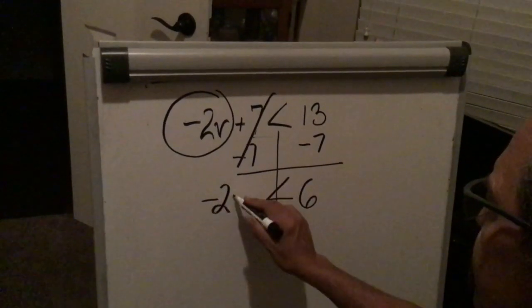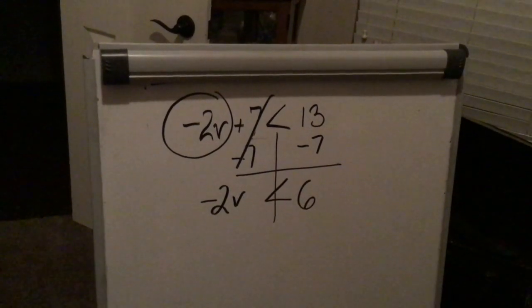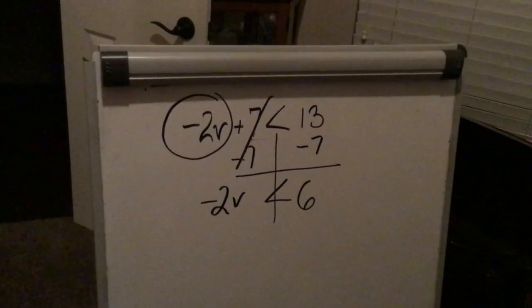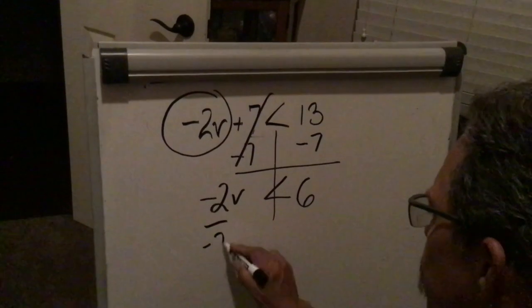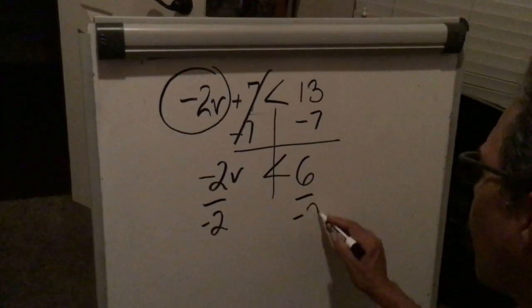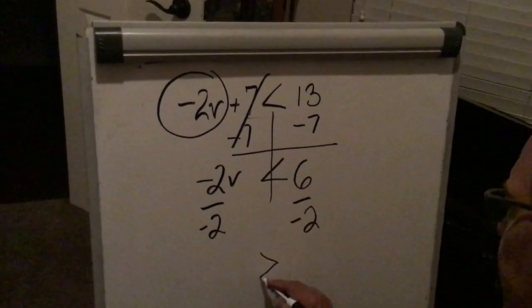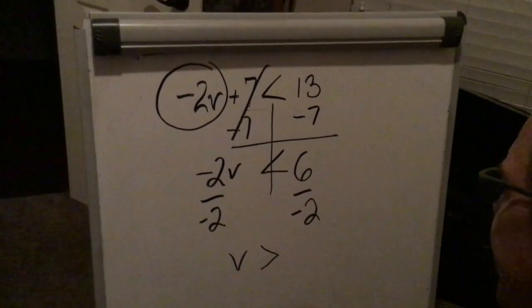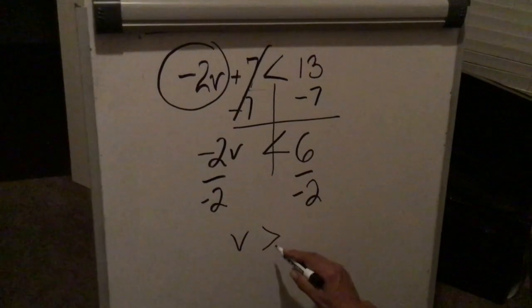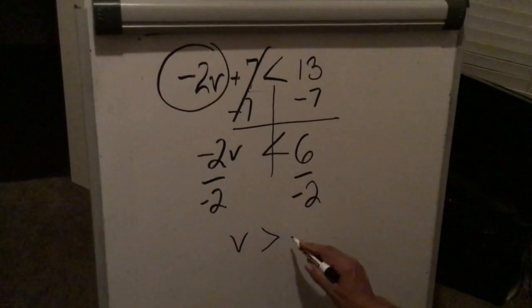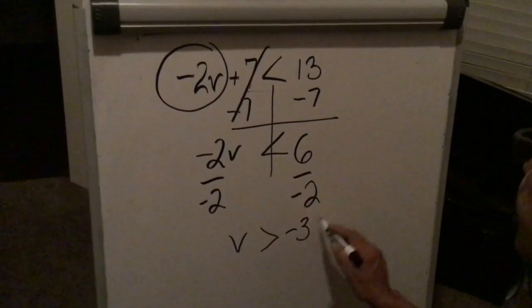Now here, to undo multiplying by negative 2, I have to divide both sides by negative 2. And when I divide or multiply an inequality by a negative, I have to flip this inequality. Therefore, v is going to be greater than 6 divided by negative 2, which is negative 3.